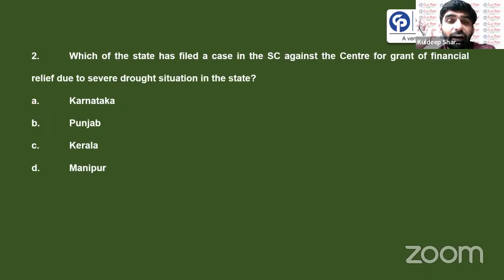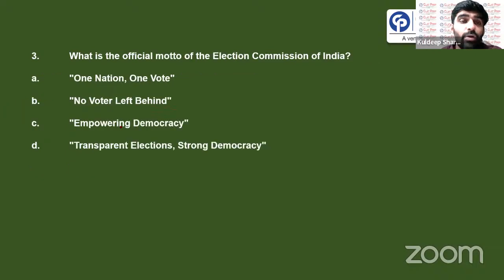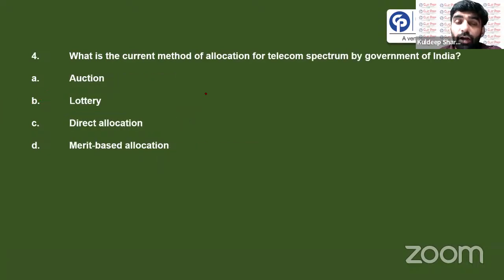Next, which state has filed a case in the Supreme Court against the Centre for grant of financial relief due to severe drought situation in the state? So the answer is Karnataka. Moving on, what is the official motto of the Election Commission of India? So it is no voter left behind. Next question, what is the current method of allocation for telecom spectrum by the Government of India? So we have already discussed it. It is the auction strategy.